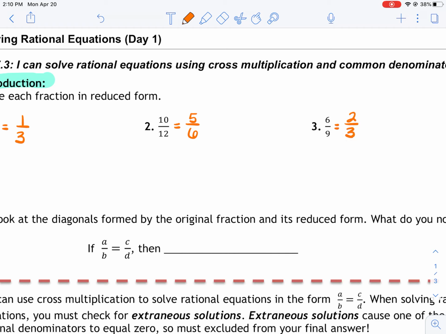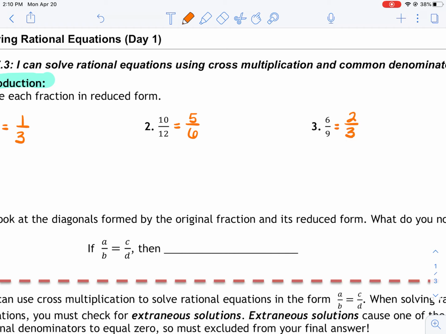Okay, and then if we try the last one here, if we cross multiply, 9 times 2, is that equal to 6 times 3? Well, 9 times 2 is 18 and 6 times 3 is 18, and so yes. Okay, so we call these equal fractions. It's called a proportion. So when you have a single fraction equal to another single fraction, we say the cross products are the same.